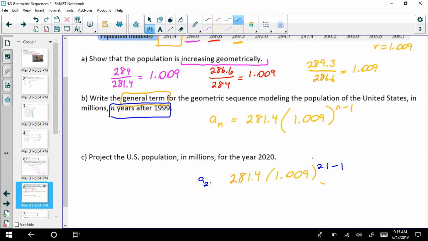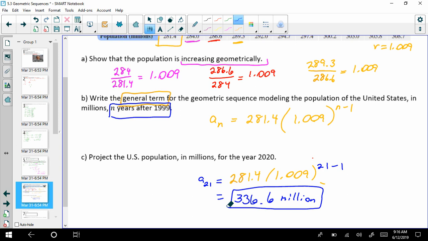We're technically finding a sub 21. So you can enter that all in at once if you want. And let's round to the nearest tenth. So you should get 336.6, and then very important that we put the word million on, because this was in millions.